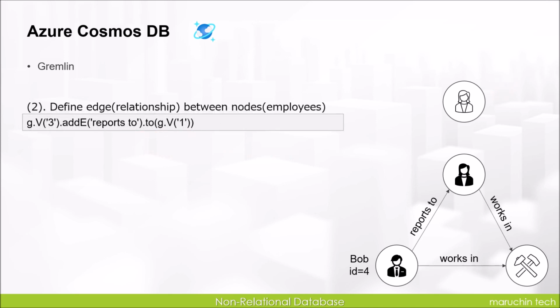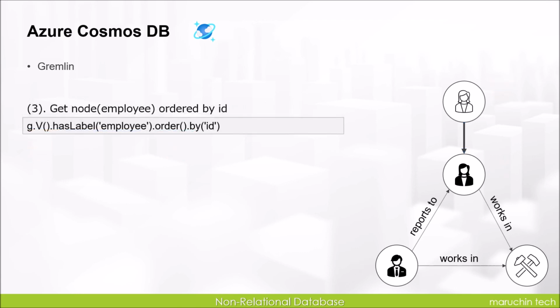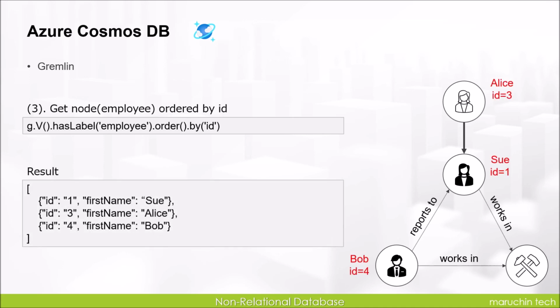And next, add an edge representing the employee's relationship. Add an edge called reports to from the node with the employee ID 3 to the node with the employee ID 1. And finally, here is an example of a query that retrieves employee nodes ordered by ID. Now, there are 3 nodes in the graph, so the query will return 3 nodes and their properties.